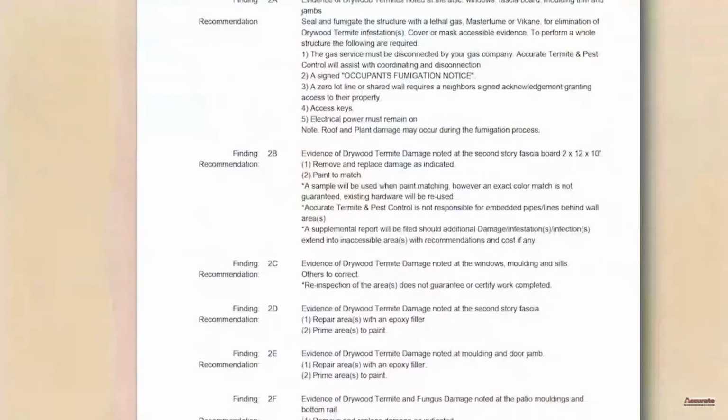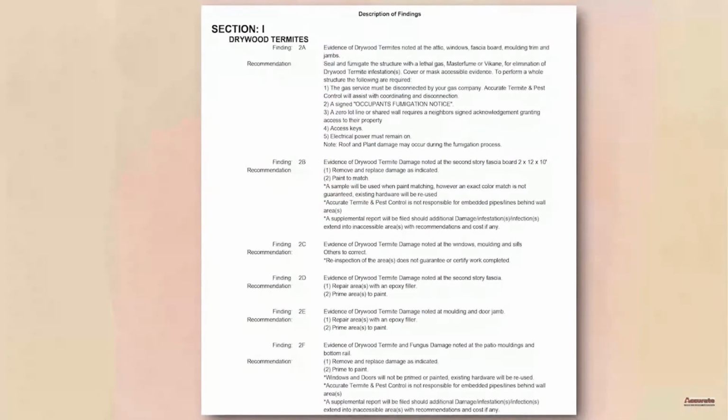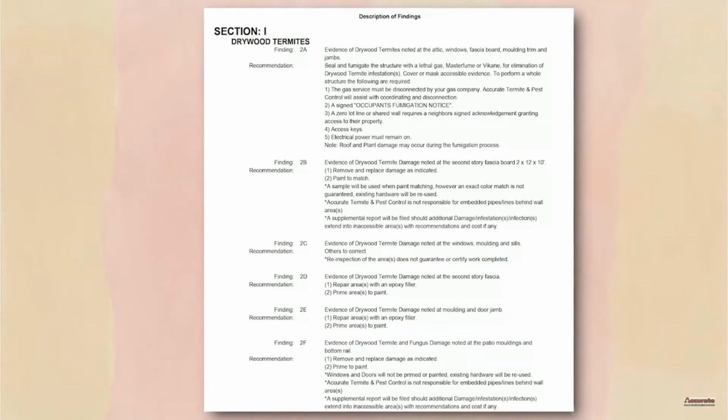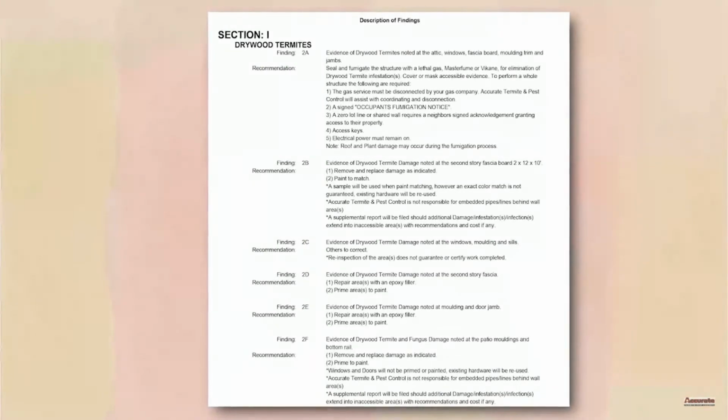Usually around page 4 of a termite inspection report, you will get to what is known as the description of findings. In this section, you will find the details corresponding to each finding that will include the type of finding, the extent of the issue, and details regarding the location of the finding, the affected wood member type, and the recommended course of action. Let's take findings 2A and 2B, for example.